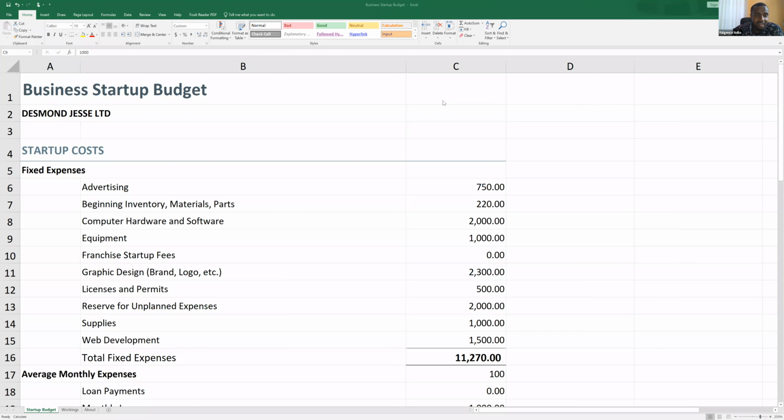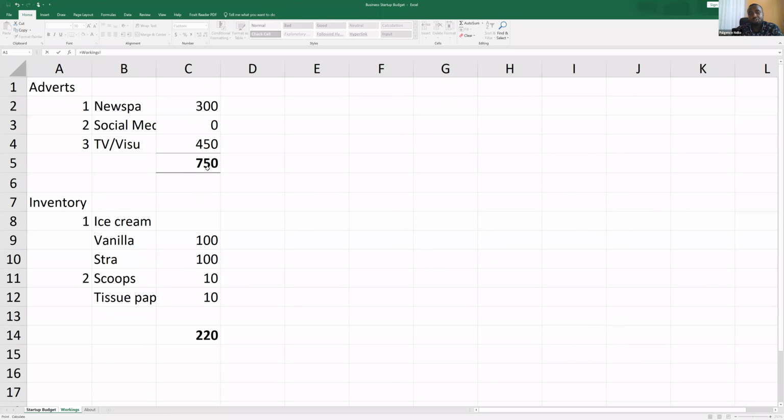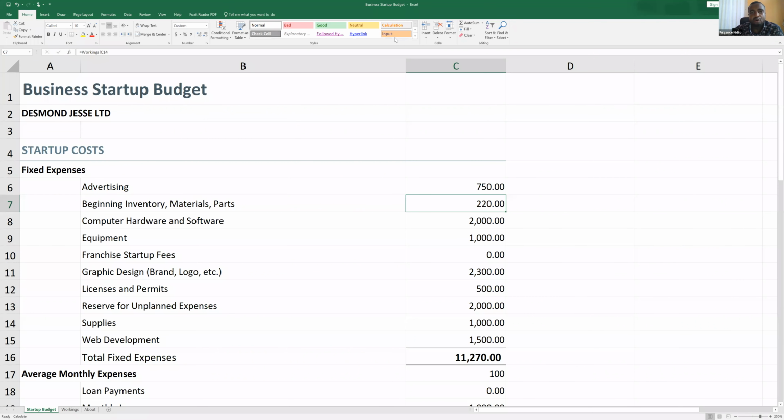How do you link? I think I've shown you how to link, but I'll just repeat. If it's advertisement, you just put the equal sign. You go to the tab which you want to link it with. Then you pick the totals there. Then you press enter, and it will pick automatically for you to be able to link.